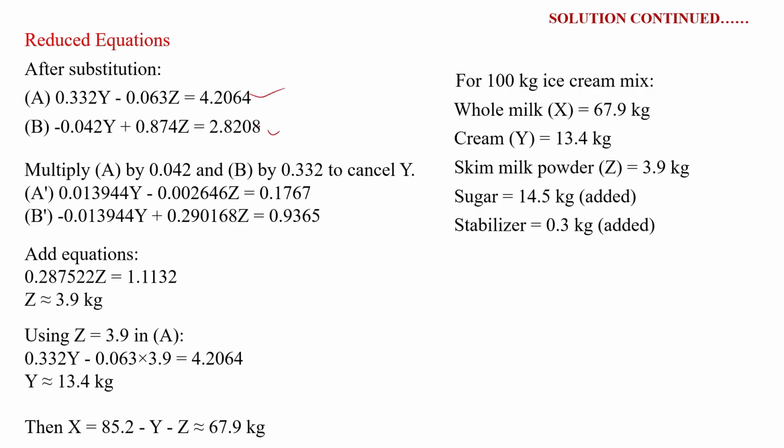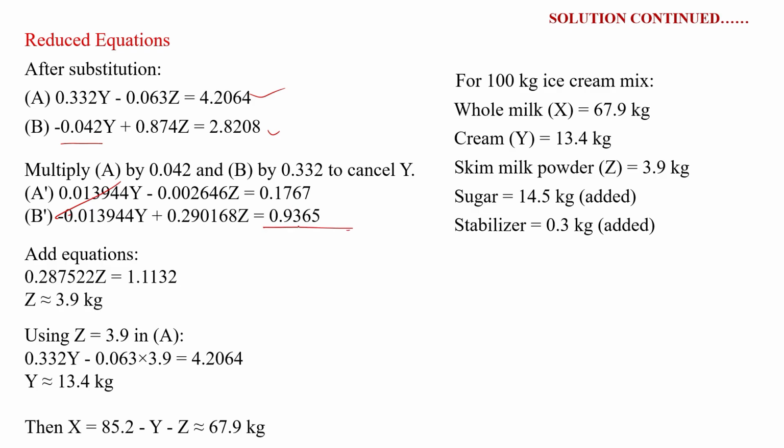2.8208. Okay, now since we have to eliminate y, we multiply A by minus 0.042 and multiply B by 0.332, so that we are able to eliminate y. We have to remove one variable, that is y, so that we can find the value of z. Now since these two have become equal in magnitude, we can add, and if we add, we will have 0.287522z equal to 1.1132.